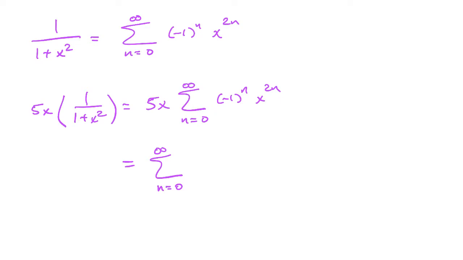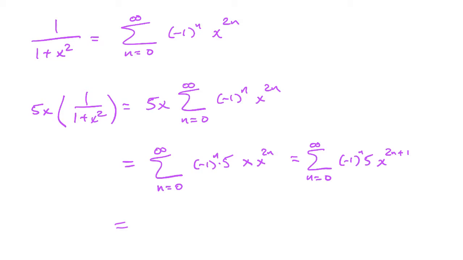So the sum from n equals 0 up to infinity. I've got a minus 1 to the n times 5, and then I've got another x times x to the 2n. Well, I can combine those to give me minus 1 to the n times 5 and x to the 2n plus 1. And if I was writing out the terms of this power series, what would they look like?